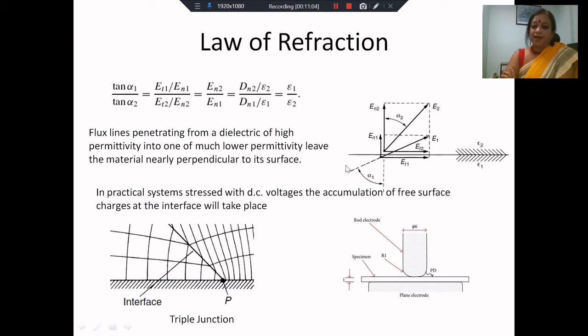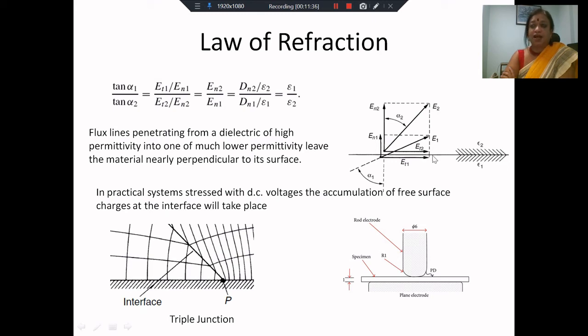If the angle that E1 makes with the normal is alpha 1 and the angle that E2 makes with the normal is alpha 2, then we can write tan alpha 1 by tan alpha 2. Tan alpha 1 is the ratio of the tangential components of E1, so ET1 by EN1. Similarly, tan alpha 2 is the ratio of the tangential components of E2, which is ET2 by EN2. So ET1 and ET2 must be equal along an interface between two dielectrics.